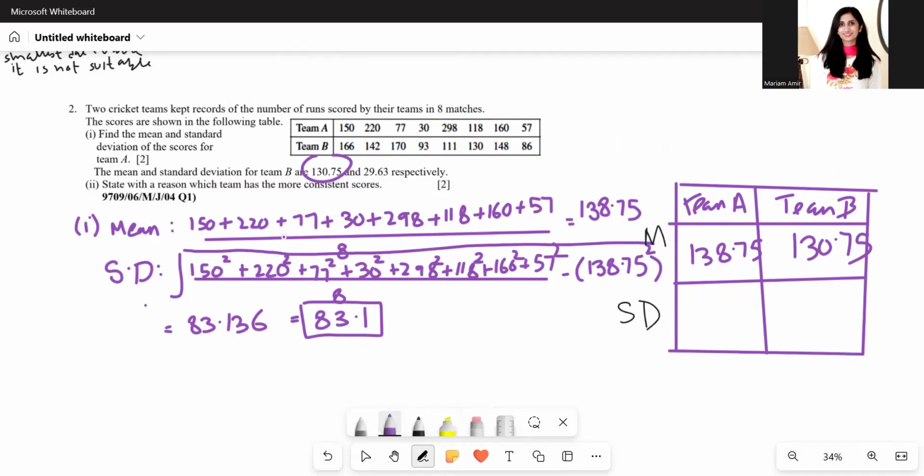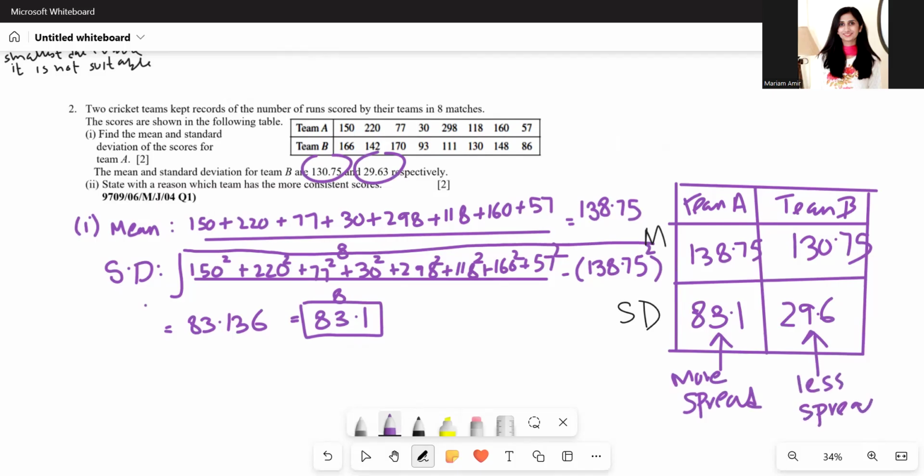So the standard deviation for team A comes out to be 83.1 and the standard deviation for team B, as given, is 29.6. So we can clearly see that team A's data is more spread out. The runs are spread out. On some days the runs were a lot more than on other days. And we can see that in team B, the spread of runs is less.